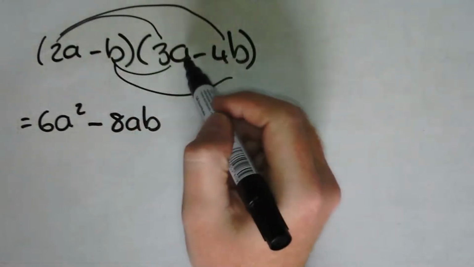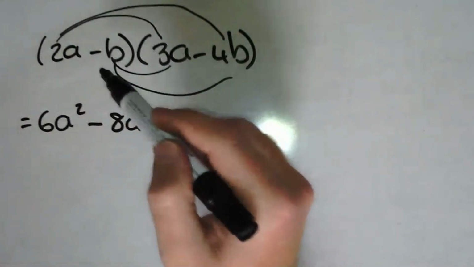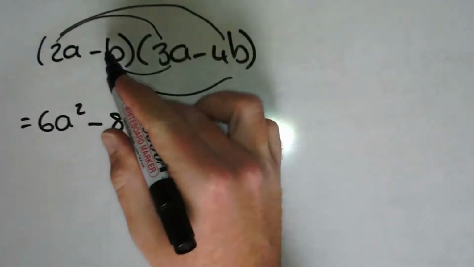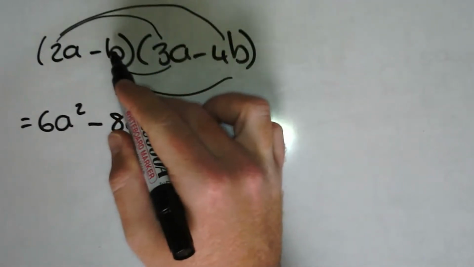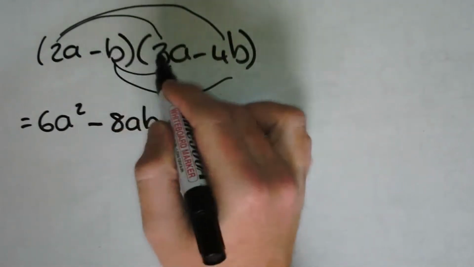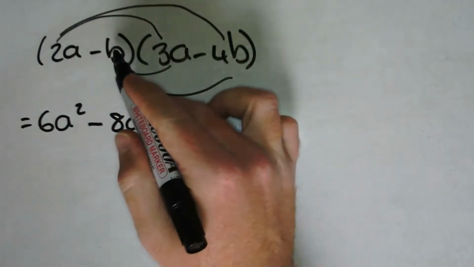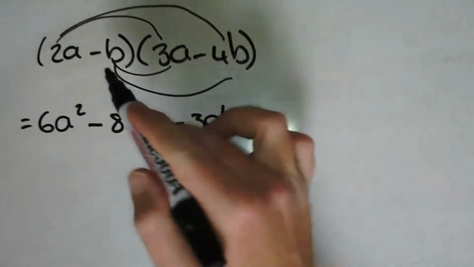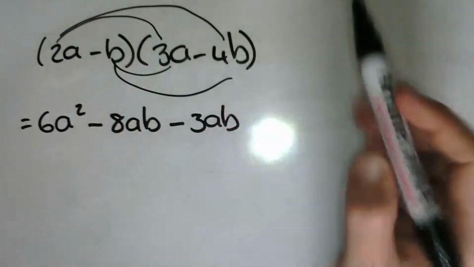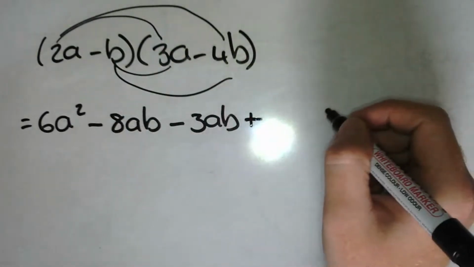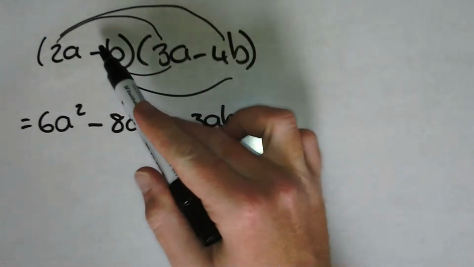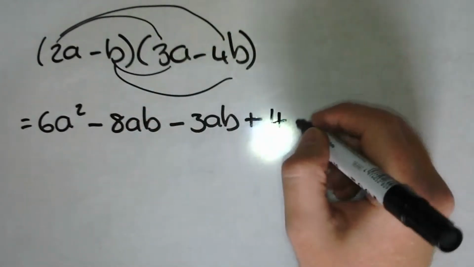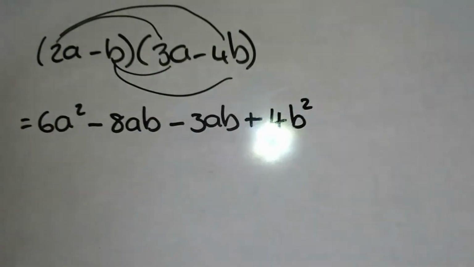Now we go to the inner. So negative and a positive is a negative. Then there's nothing written in front of b, but there's always a 1. So 1 times 3 gives me 3. B times a gives me ab. Then for last, negative and a negative is positive. Then there's always a 1, so 1 times 4 is 4. B times b is b squared.